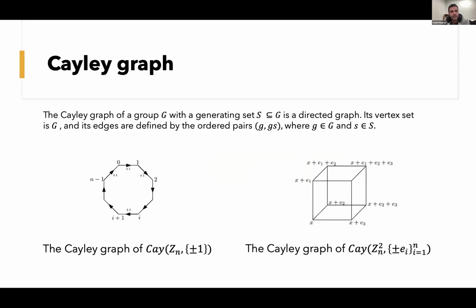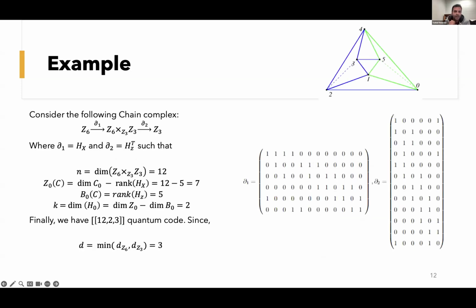We have a definition of the Cayley graph here. A Cayley graph is defined by a group G and generator S. The vertices come from group G and the edges come from generator S. Also, we have two examples of the Cayley graph: the Cayley graph of Zn with generator 1, and also the Cayley graph of Zn squared with generators E1. I use the concept of the Cayley graph and the balanced product to find new quantum LDPC codes that have a linear distance and linear dimension.